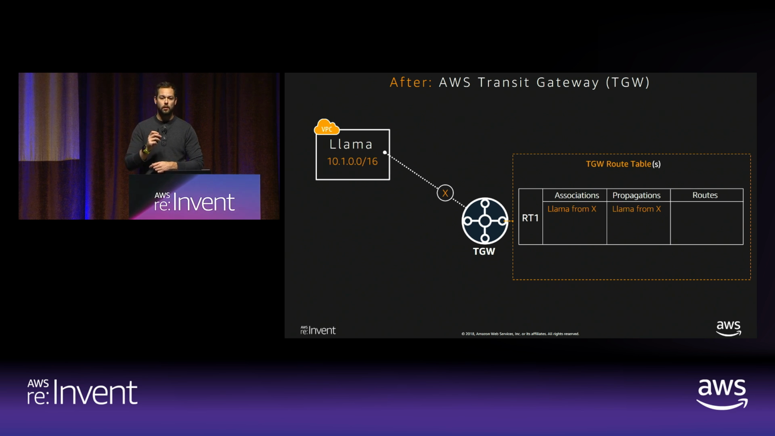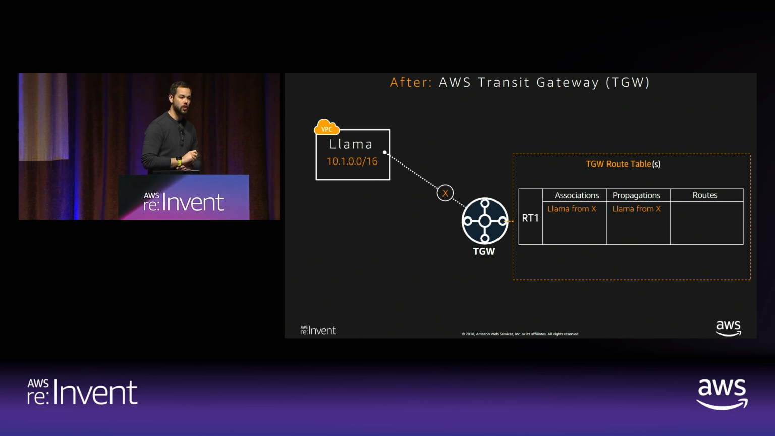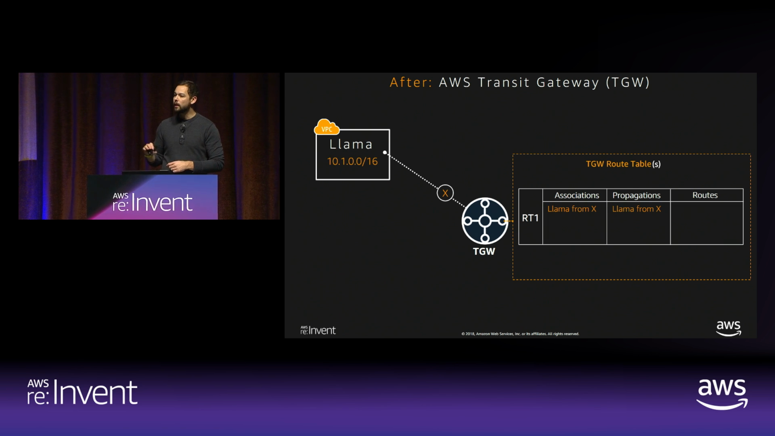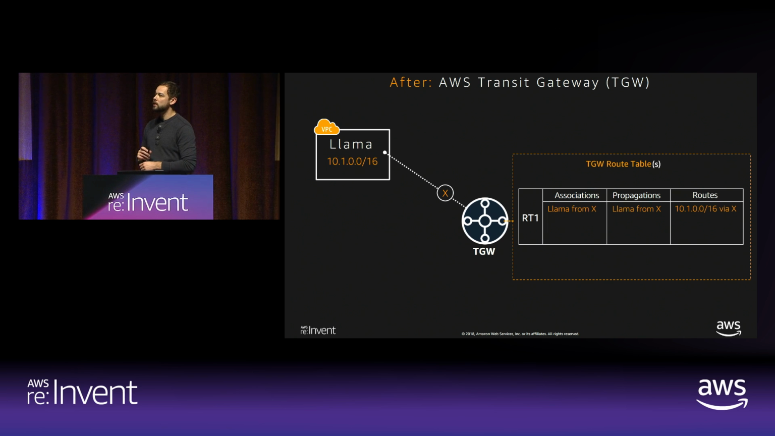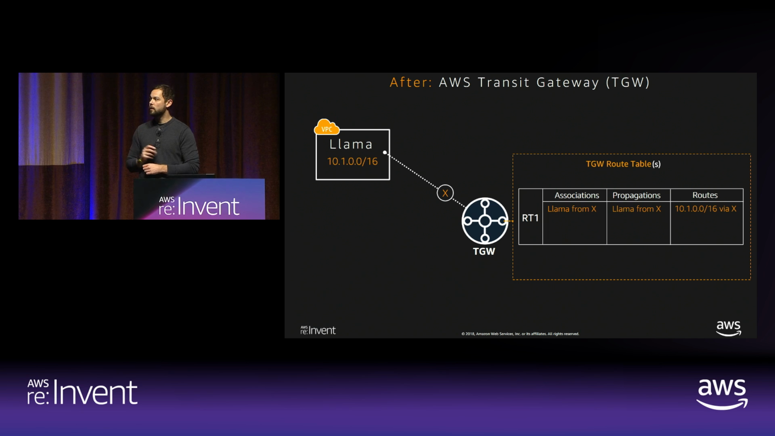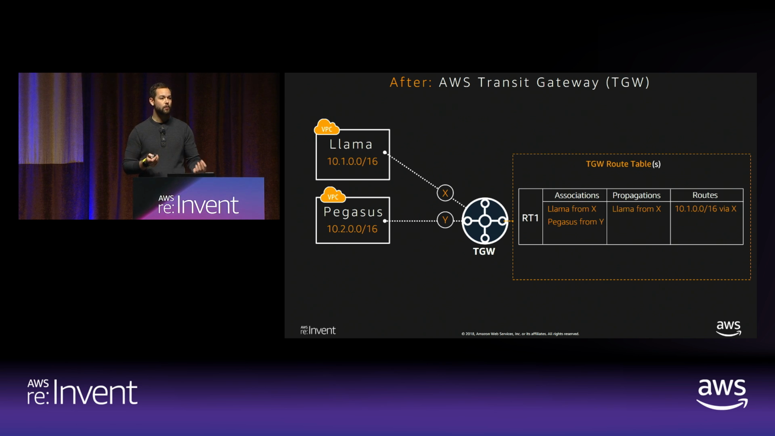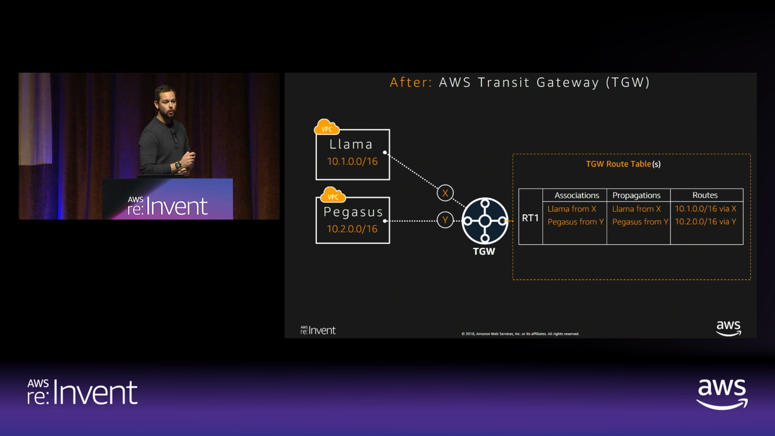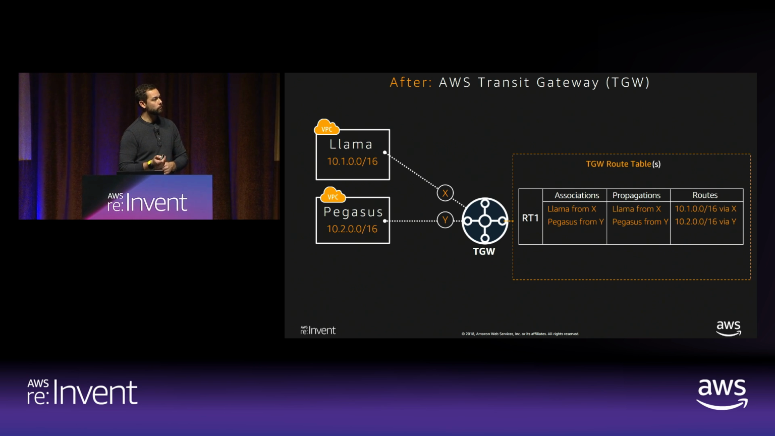Propagation, we're taking the CIDR address range, the 10.100/16, and we're propagating it or installing it into route table 1. So then our routes get populated in route table 1 to say we've got 10.1/16 via X. So anyone in that route table can now route to Llama. If we add Pegasus, again, attachment Y, packets from Pegasus will go into the route table and get routed accordingly. We've got propagation, so we're installing the routes from Pegasus Y. And now we've got the 10.2 CIDR address range from Pegasus VPC.